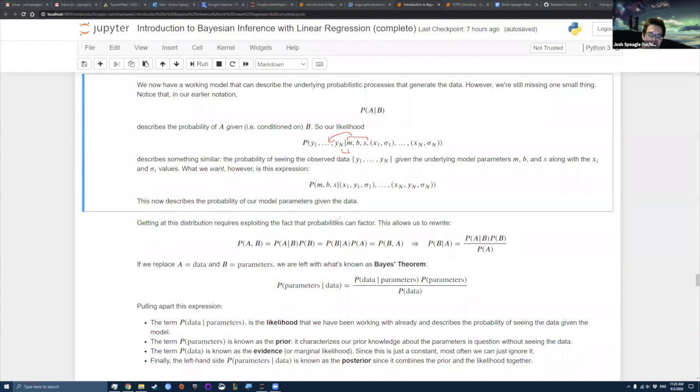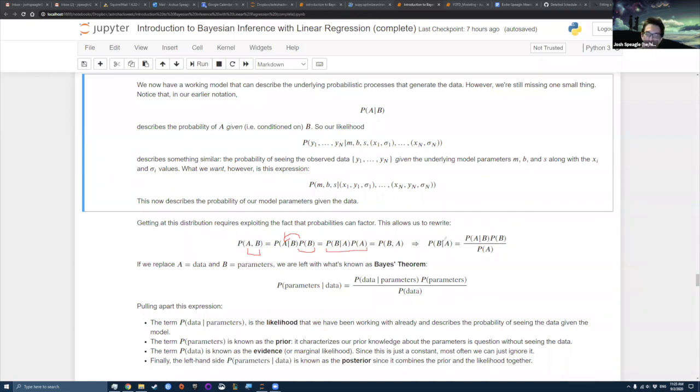What we care about, though, is actually the reverse. We observe the data. What we want to know is, given the data, what's the probability of the model parameters? And to get at that, we can exploit this little trick known as factorization of probability. That's just the fact that the probability of two different things occurring is essentially the probability of one thing occurring and then the probability of the other thing occurring after that. So the probability of both A and B is just the probability of B times the probability of A given that B has happened. And we can also flip the order around.